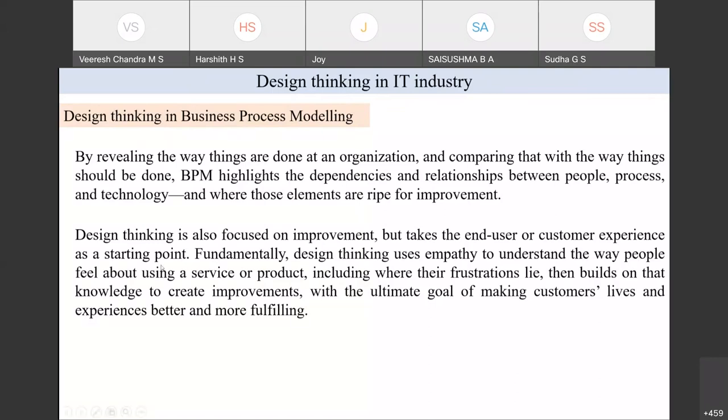Emotional feelings are also considered when we do empathization. Then it builds on that knowledge to create improvements with the ultimate goal of making customers' lives and experiences better and more fulfilling. So the goals of both things, business process modeling as well as design thinking, are the same. Finally, improvement: improvement in the solution of the problem, right?